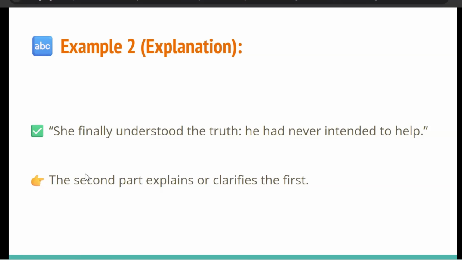Example 2, for explanations. As we have mentioned, colons can also be used to explain something that is stated before. In this sentence, "She finally understood the truth" is the complete thought. And then we put a colon to explain: he had never intended to help. The second part explains or clarifies the first.